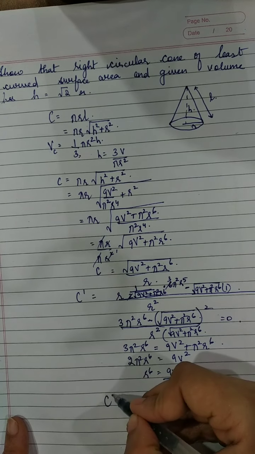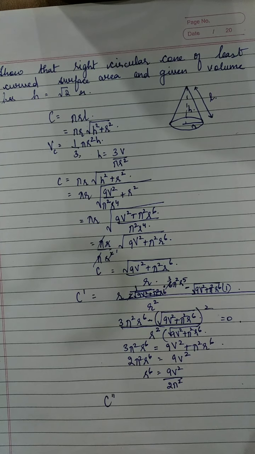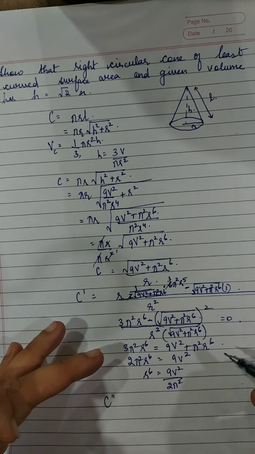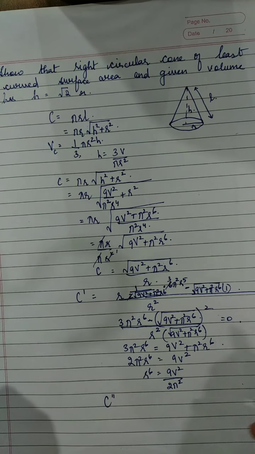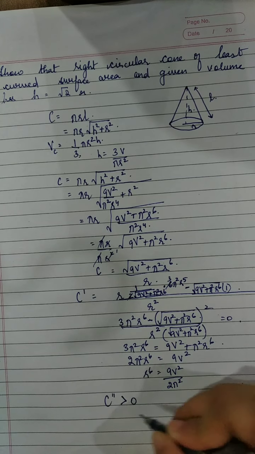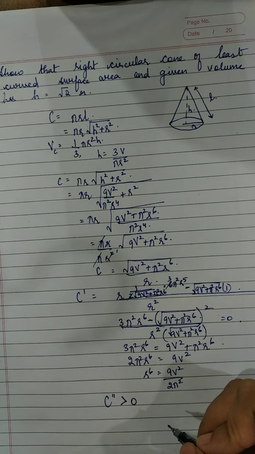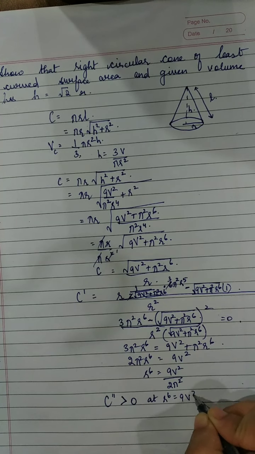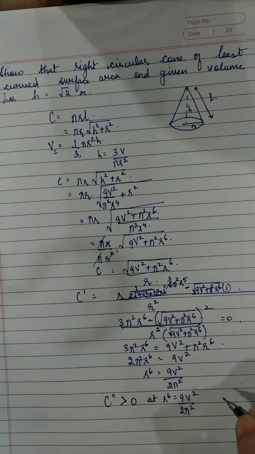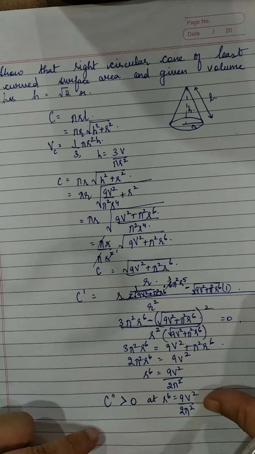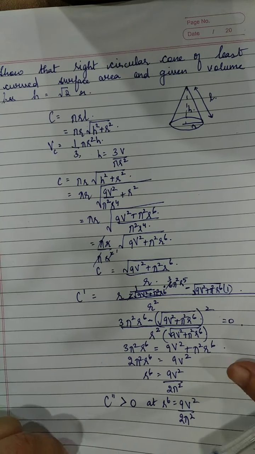Our next step would be finding out C double dash, right? So if we find out C double dash, remember we'll be squaring it out. What we can infer from here, since we'll be showing the working, is that because we have to minimize the curved surface area, C double dash must be greater than 0 at r to the power 6 equal to 9v square upon 2 pi square, right? Therefore we can infer that the curved surface area is least at this particular point of minima, right?